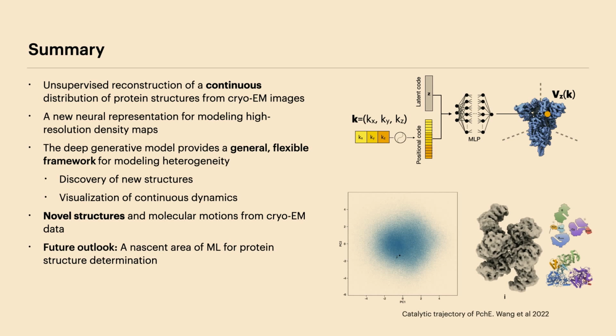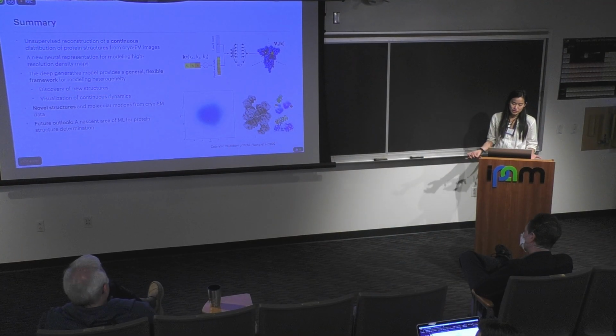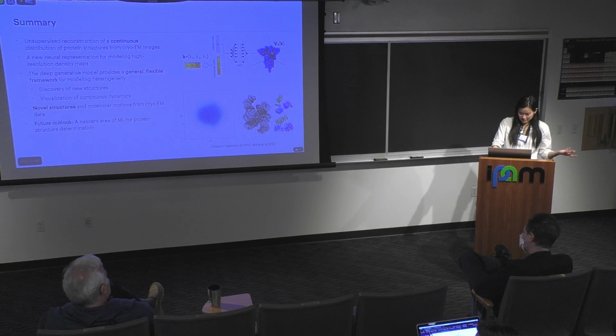So just to summarize, I've talked about CryoDragon, which frames heterogeneous reconstruction as unsupervised learning of a continuous distribution of protein structures from cryo-EM image data. We propose this new neural representation for modeling cryo-EM structures, and the overall deep generative model provides a very general, flexible framework for modeling heterogeneity. I think that's very relevant when you're thinking about which reconstruction algorithms you want to choose and what inductive bias it induces on the distribution of structures that you get out. And with CryoDragon, we've been able to discover new structures and visualize continuous dynamics.